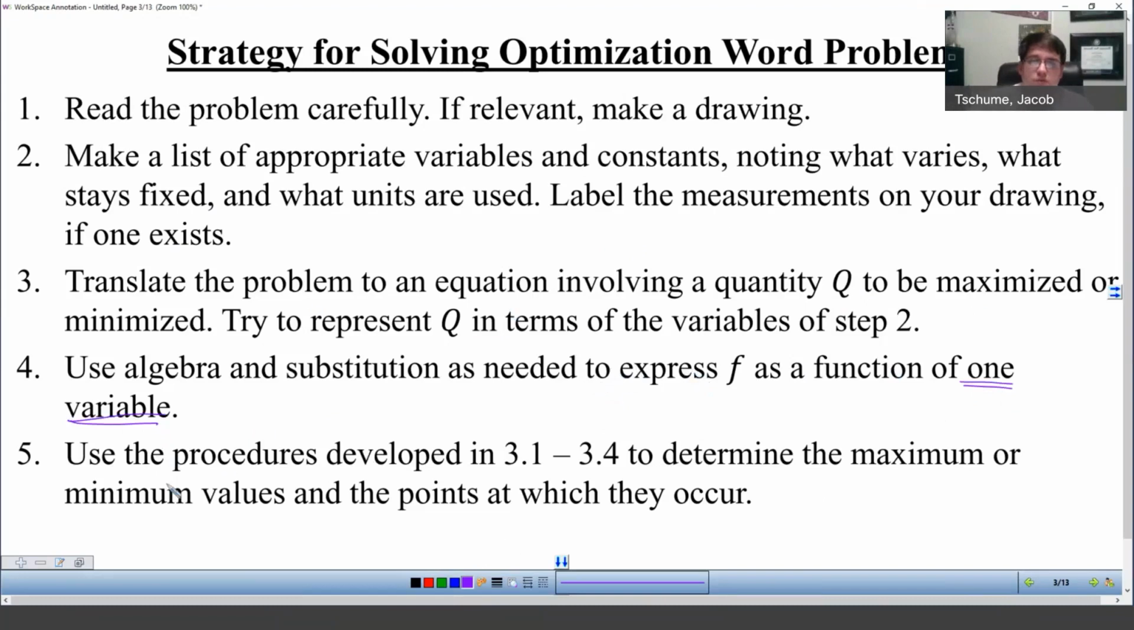You need to use the procedures that we covered in 3.1 through 3.4 to figure out the maximum or minimum values and the points at which they occur. So I'm not going to follow this strategy to a T every time, but this kind of gives you an idea of the thinking I'm doing as I start to work these problems in this video.